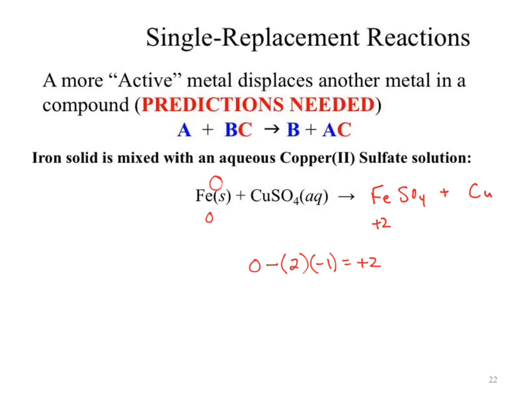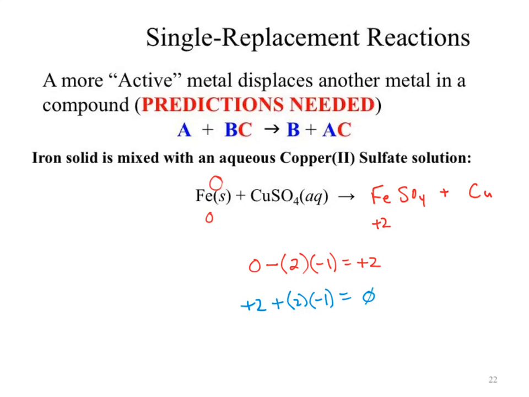Copper accepted those 2 electrons. What charge did copper start as? A plus 2. If it now has to take the electrons, what mathematical symbol are we looking at? A plus. It's adding how many electrons? 2. What's the charge on an electron? Negative 1, which equals? 0. What's the charge on the copper in the product? 0. It has no charge.